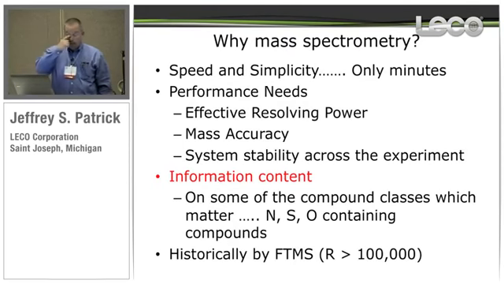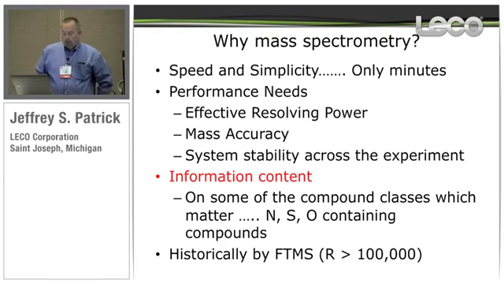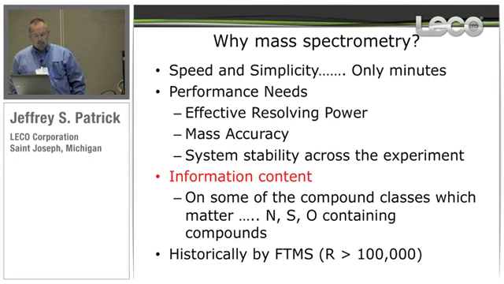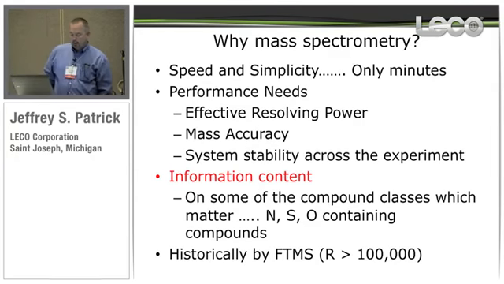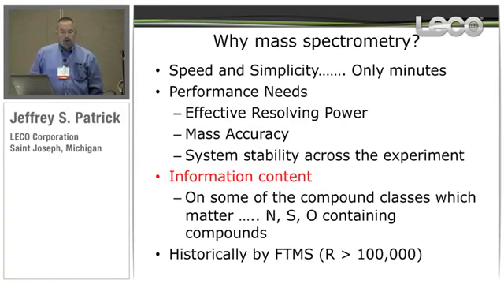So what's important? Why a mass spectrometer? Speed and simplicity. It takes just a couple of minutes to run the experiment. That's actually the easy part. The hard part is the dissemination of information. For performance, you need effective resolving power, enough to get the information out. You need stable mass accuracy, and you need general system stability. If you have drift in resolving power or in mass accuracy, you will not have a successful experiment. Ultimately, though, as I said, it's information content that's important.